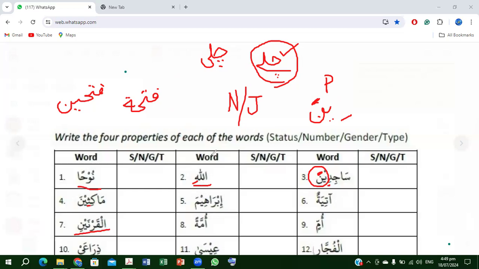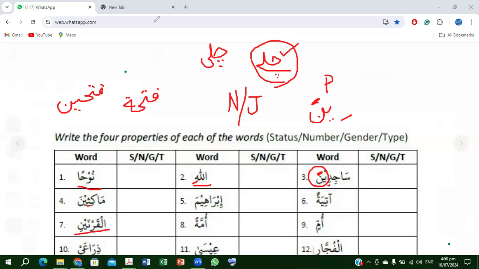So that thing should be clear to us. So it is a male gender. We use male gender for Allah Subhanahu wa Taala. And type: proper noun, because it is about Allah Ta'ala. Number: singular. Perfect. Barakallahu feek.